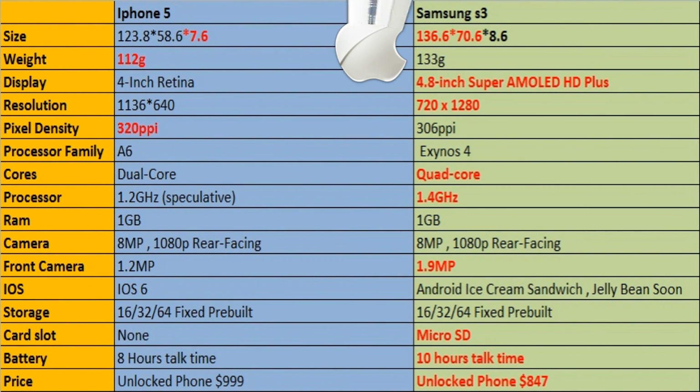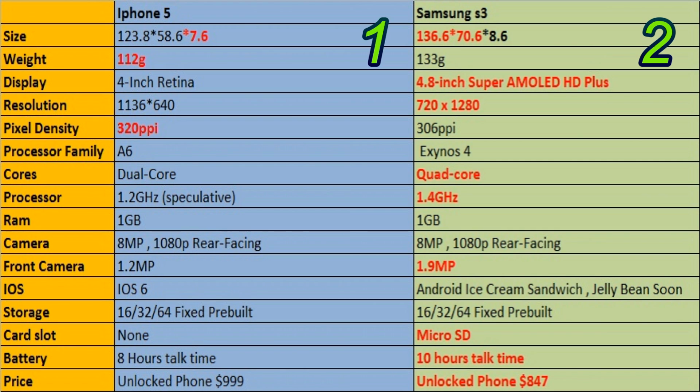The size. Of course, we have the iPhone 5 at 123 in comparison to the Samsung 136. That being, of course, the height, and then we have 58 to 70. And the only thing that the iPhone 5 is better in, of course, is the actual thickness, that being 7.6 in comparison to 8.6.